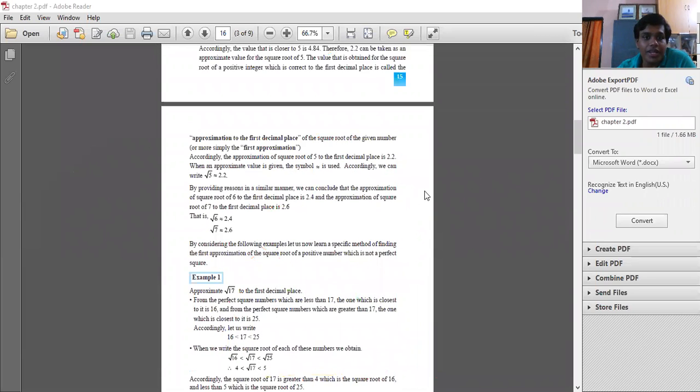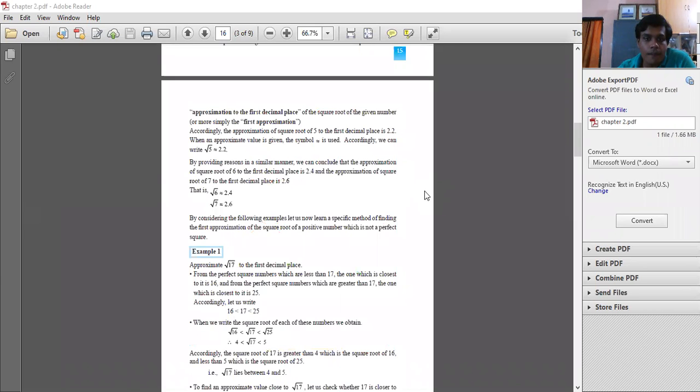I have to clear my drawings. Okay, in a similar manner, they have explained it again. Approximation to the first decimal place. This is very important. We are approximating the square root of the given number to the first decimal place. We are not considering any other than that.